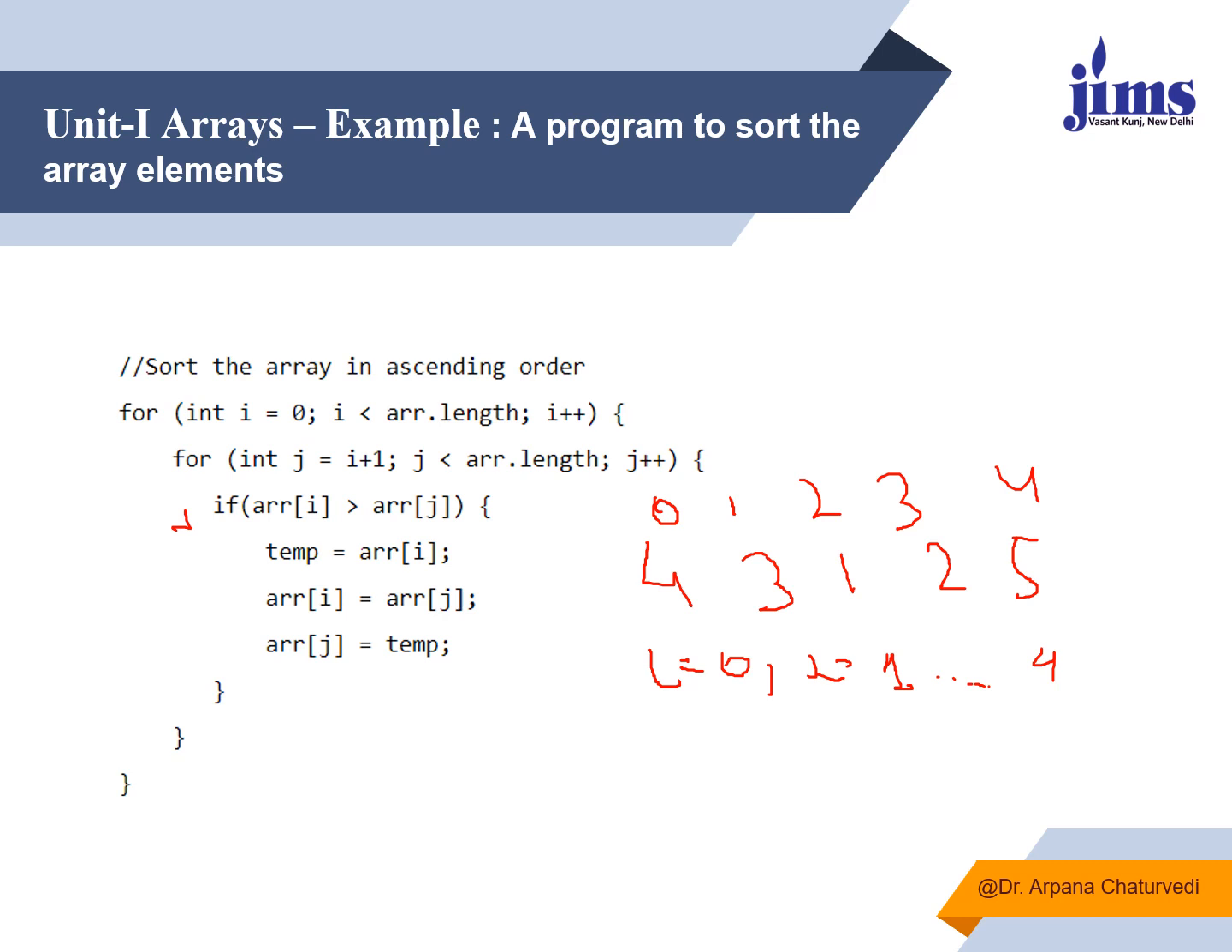Yes. Then what will come in temp? In temp comes 4. In arr[i] comes arr[j], that is 3. And in arr[j] comes temp, that is 4. So in the first pass, 3 will come over here, then 4, then 1, then 2, then 5.